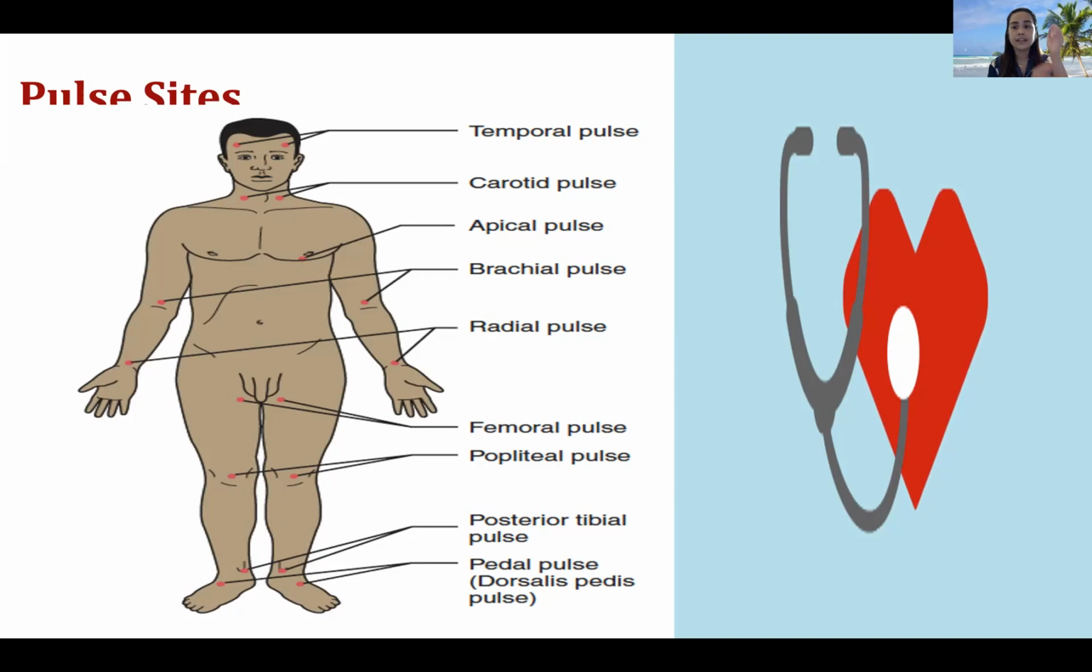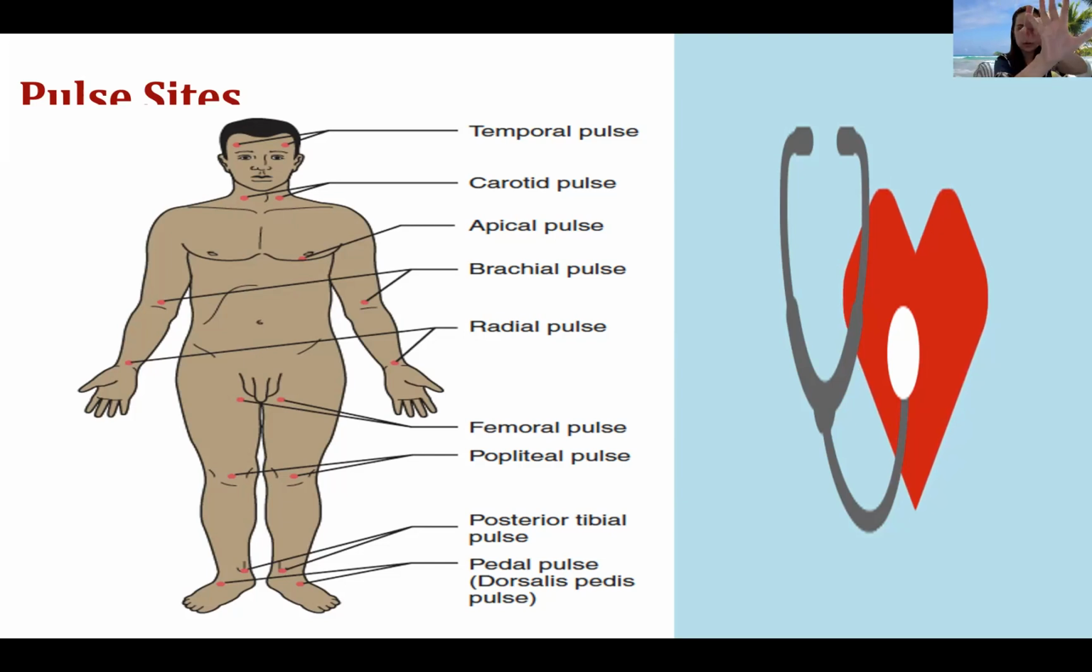Next, you have the radial. This is the common site for checking pulse rate. If your patient is a normal patient, you will check the pulse rate via radial pulse. How will you know that it's a radial pulse? Your landmark is your thumb.